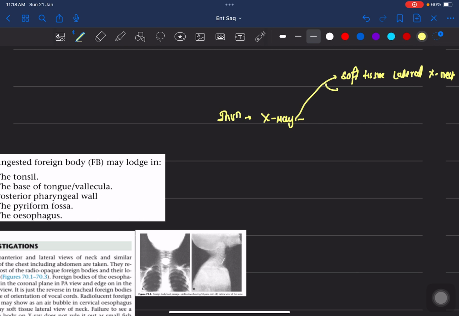And another is soft tissue anterior posterior, right? X-ray of neck, soft tissue lateral X-ray of neck and anterior posterior of neck. And another thing we can do is, now what is the difference, what is the importance of these two views? We can have another view also, and that is our anterior posterior or the lateral view of chest also, right? The anterior posterior lateral view of chest also.